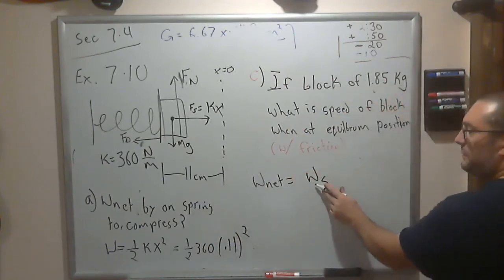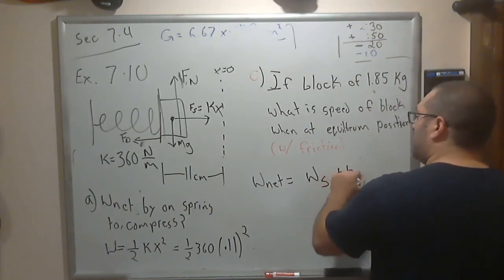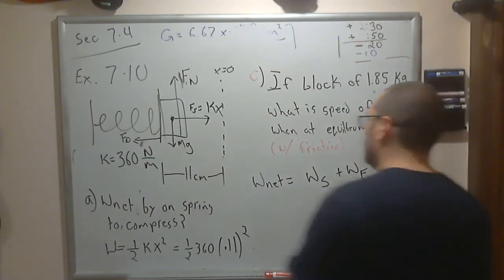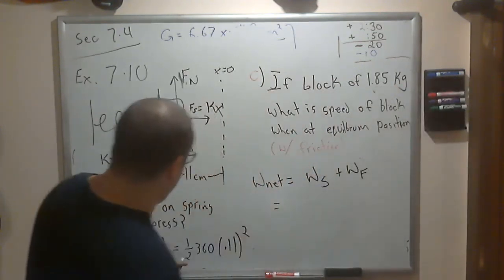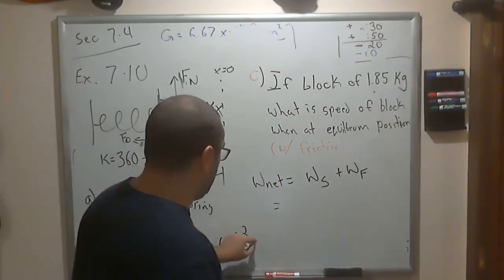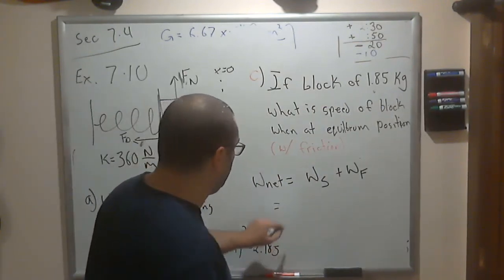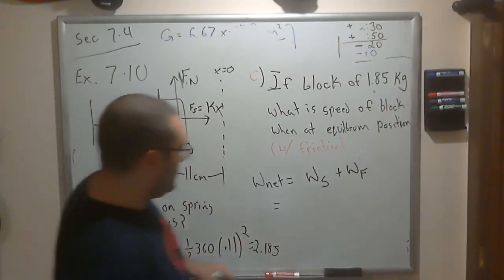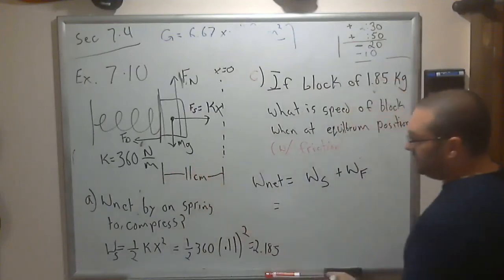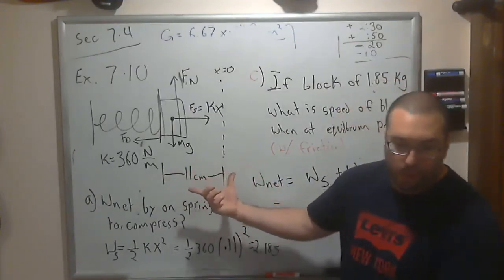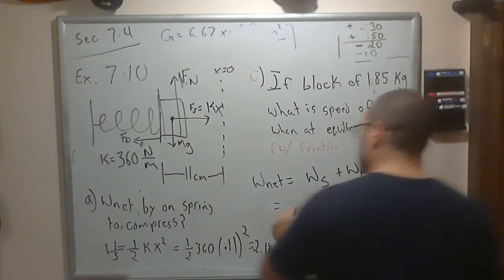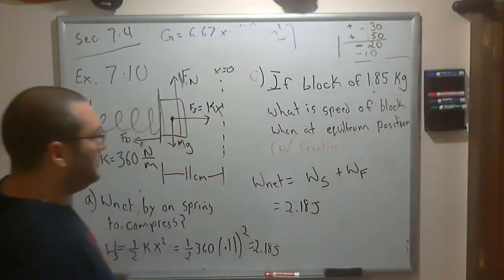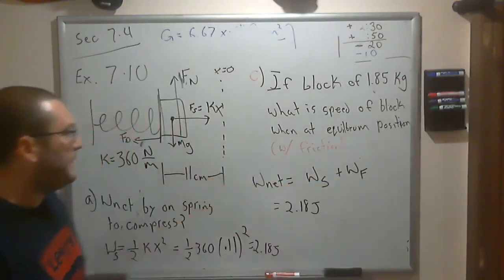So our net work will have two terms: the work done by the spring plus the work done by the friction. We know the work done by the spring is just equal to this, the 2.8 joules. I'll put a subscript S there. This is how much work the spring does, because at equilibrium it has no more work left in it. So we'll write 2.8 joules added to the work done by the friction force.